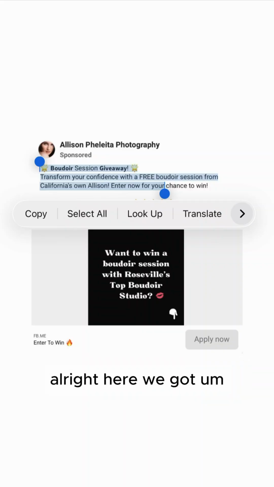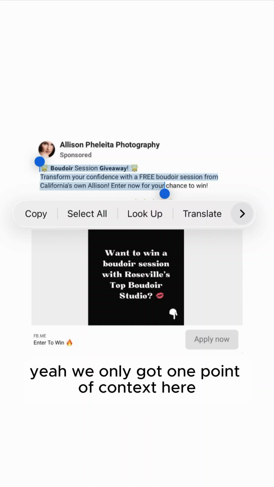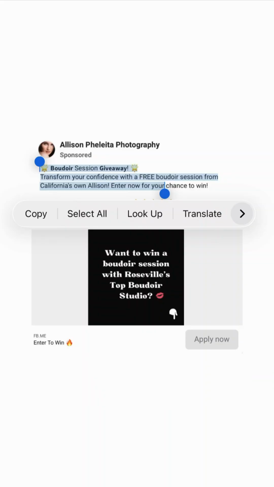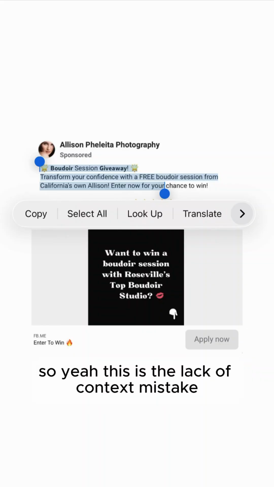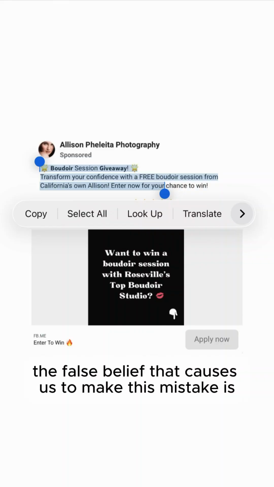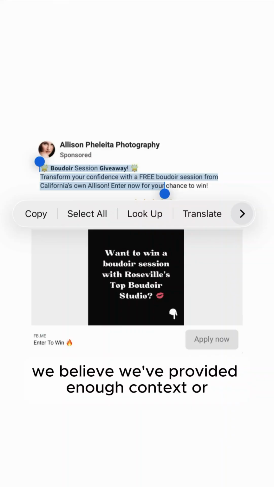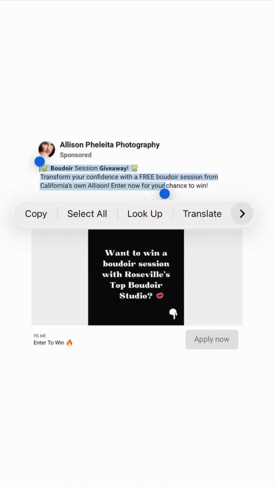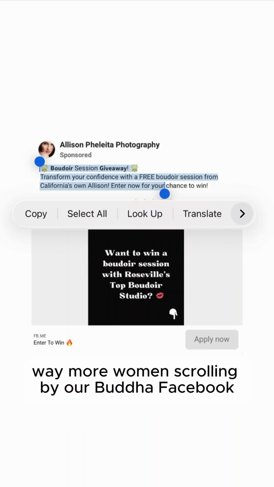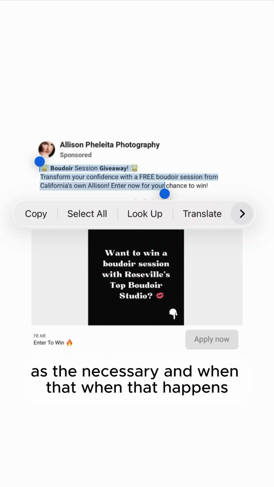All right, yeah, we only got 1 point of context here. So, let's see. Actually, 2 points of context. So, yeah, this is the lack of context mistake. The false belief that caused us to make this mistake is we believe we've provided enough context, or we don't feel we need to provide any more. And the consequence is way more women scrolling by our boudoir Facebook ads than necessary.